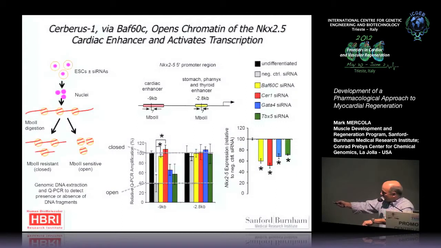So if you look at undifferentiated ES cells in black, here, this is the chromatin for cardiogenic genes is off, it's closed. If you look at, in the gray here, at differentiating cardiac progenitors, you get this amount of accessibility. You get less DNA recovered, so the chromatin is open. If you block, then, with BAF60C RNA or Cerberus siRNA, what you see is the chromatin goes from being open to being closed. Okay? But if you block with GATA4 or TBOX5 alone, either of them, it has only a modest effect. So basically what this is saying is that BAF60C and Cerberus are critical for opening the chromatin.